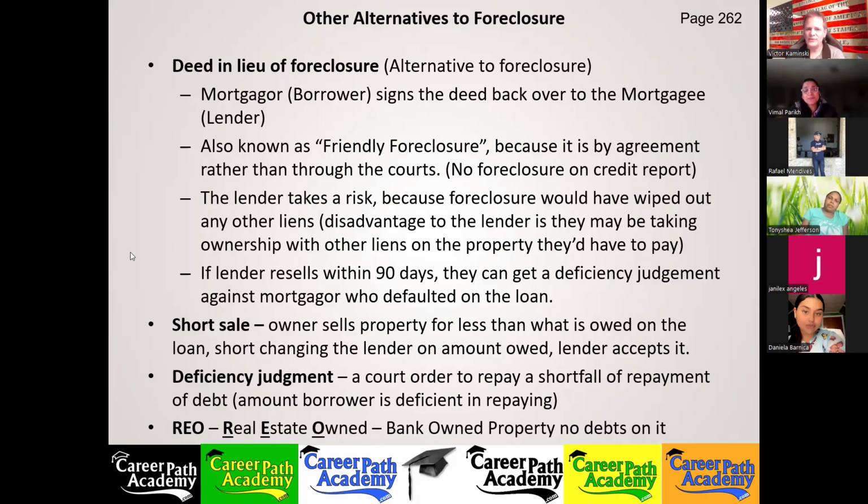Now, if the lender manages to resell that property within 90 days of you signing the ownership back over to them, and they're able to resell the property, then they've experienced a loss. And only at that point can they try to go to the court and get a deficiency judgment award from you for the balance that they were unable to collect that you owe. So that usually does not happen, but it could.